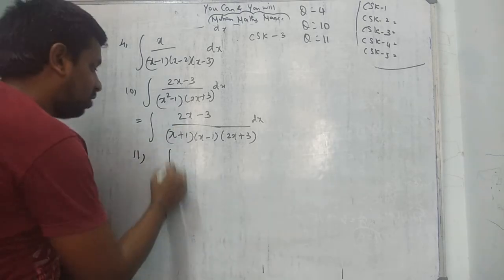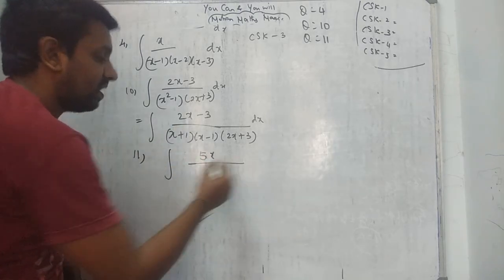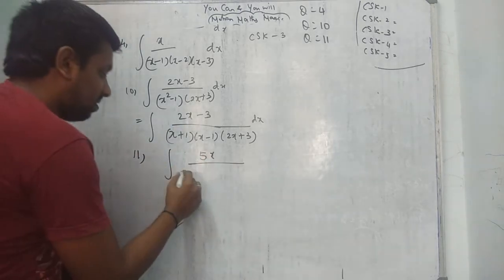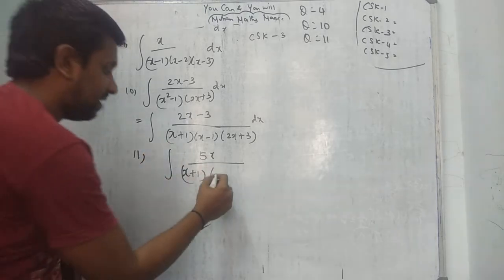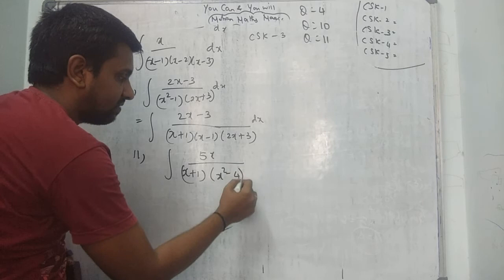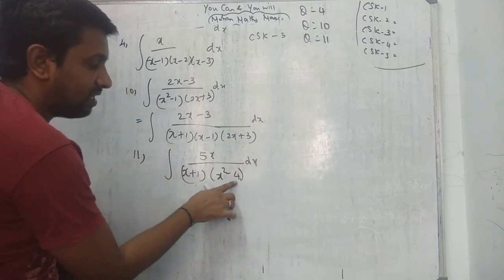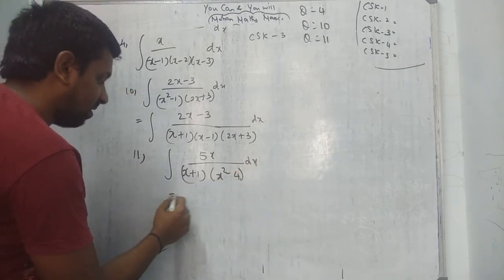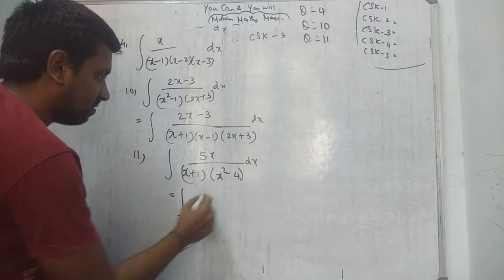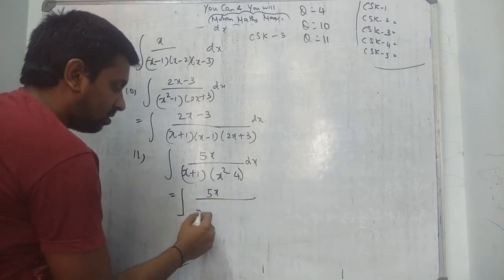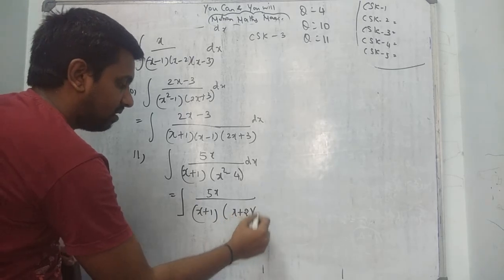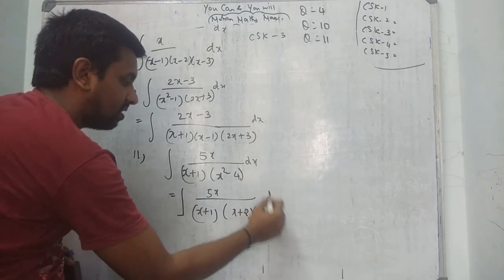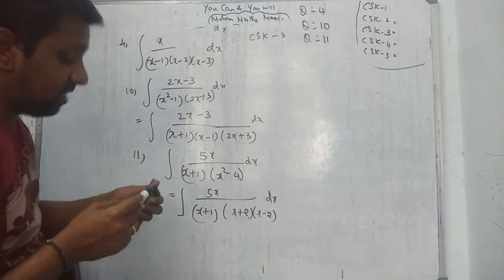Question number 11: 5x upon, and the numerator is also a linear polynomial, right? So 5x upon x plus 1 times x square minus 4. Again, x square minus 4, 8th standard portion. 4 can be written as 2 square. So a square minus b square. So I can write this as 5x upon x plus 1, then a plus b into a minus b. So the denominator has 3 brackets, so CSK 3.